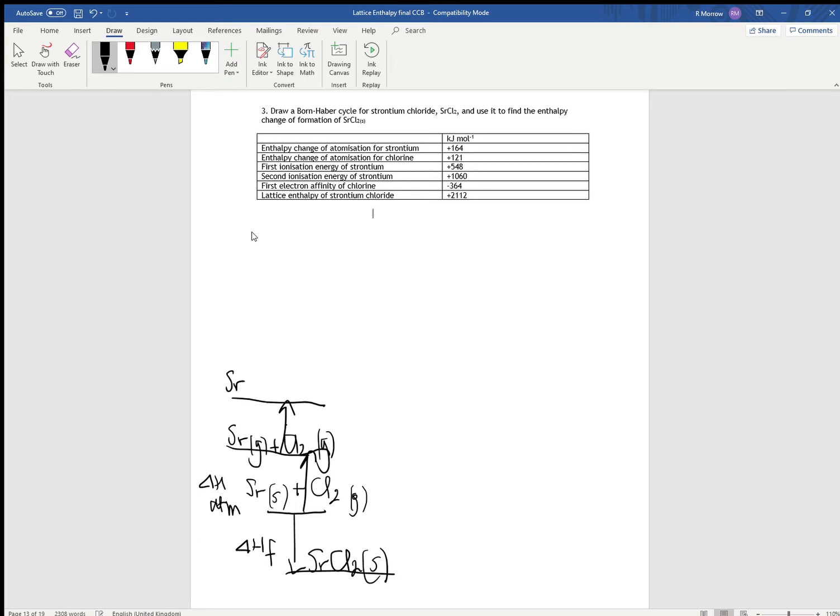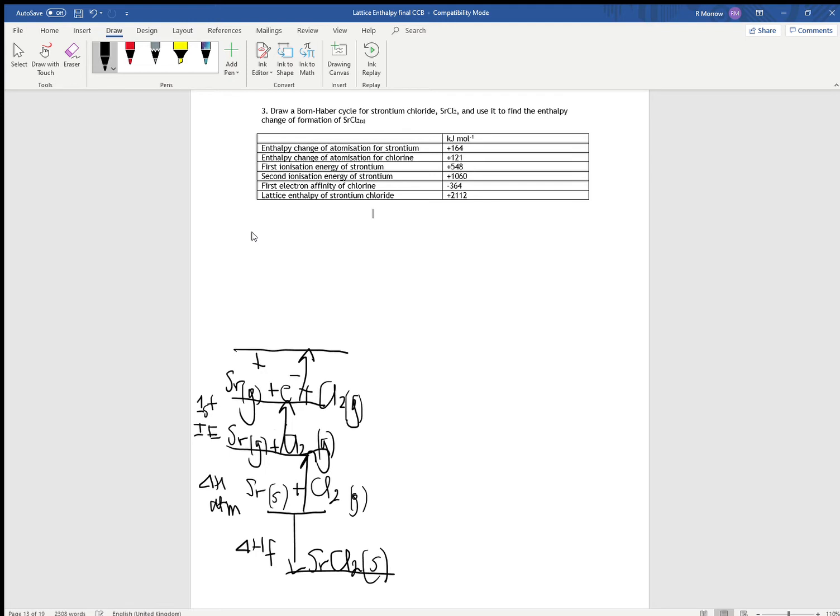Strontium gas then has got to be ionized, so that goes to a +1. Remember, it's lost an electron, and you have to account for that electron. That is the first ionization energy of strontium. We go from the first ionization energy.